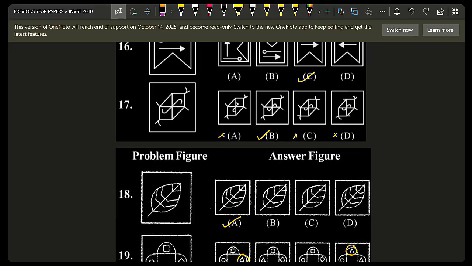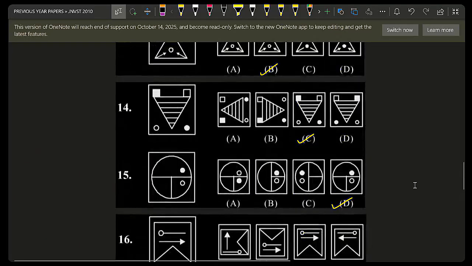Vilochan. Sir, in the fourth question, sir. 14th one? Fourth. Fourth, you went too far back. Sir, that pattern was wrong, no, sir? No, you're asking about 14th or 4th? Fourth. 4th we'll discuss later in the institute.